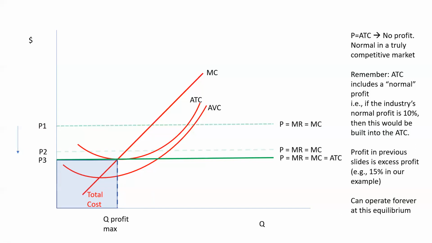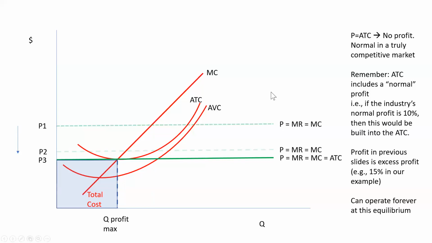Now you say, well, what firm is going to want to work without any profits? And what economists mean here is a normal profit, right? And so that has a specific meaning. What it means is that the firm is actually earning a profit. It is the required profit to stay in business for an industry. So if this industry has a normal profit of 10%, that's built into the average total cost of the firm.